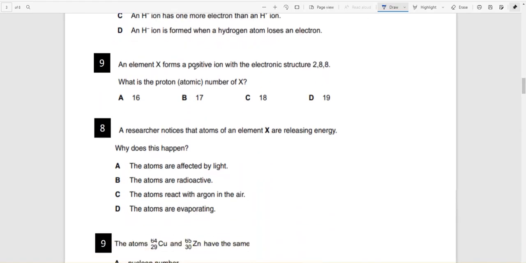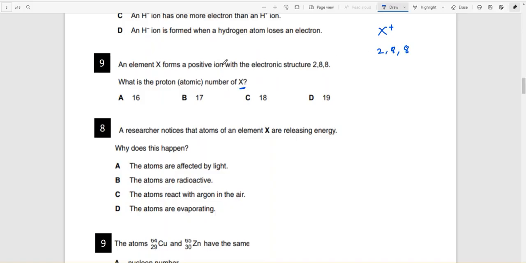An element X forms a positive ion with the electronic structure 2,8,8. So that positive ion has the electronic configuration 2,8,8. What is the proton number of X? The proton number of X is equal to the number of electrons of the neutral X.